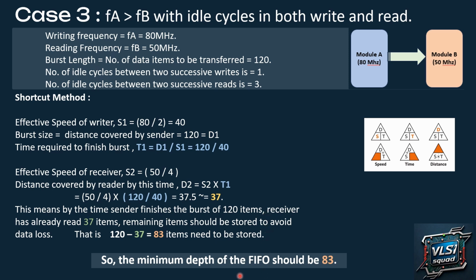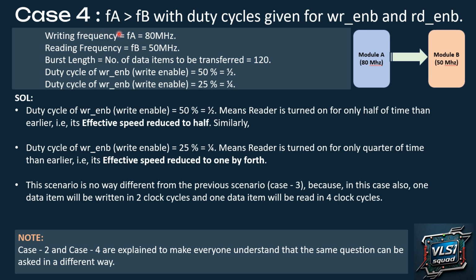So that will be 50 by 4 into time, since distance is speed into time, and if we calculate that, we get 37 data items read by the reader. Out of the total 120 items written by the writer, only 37 data items are read by the reader. So the remaining 83 data items should be stored in our FIFO. That will be the size of the FIFO. Let's go to case 4.